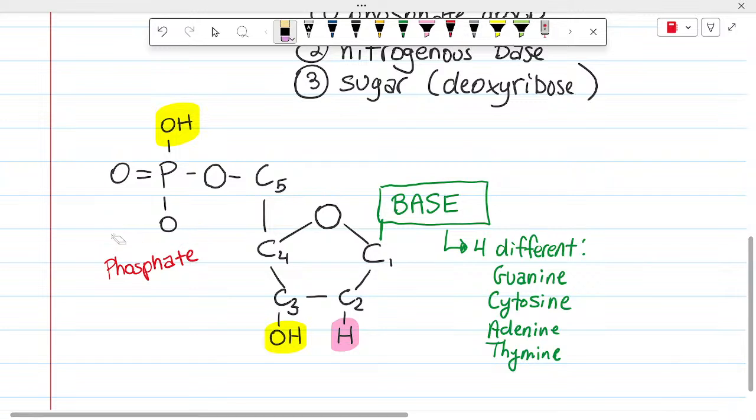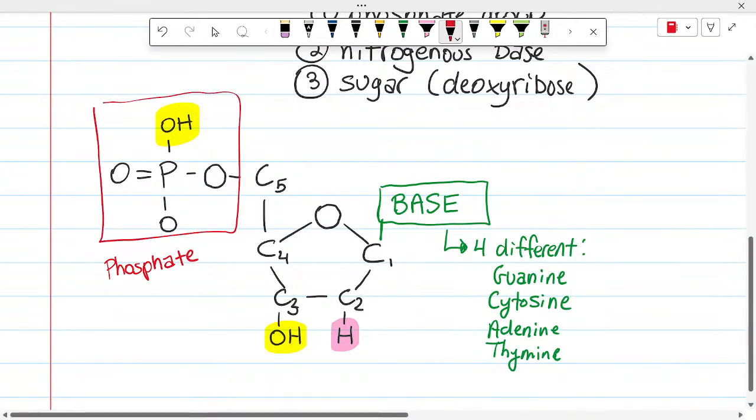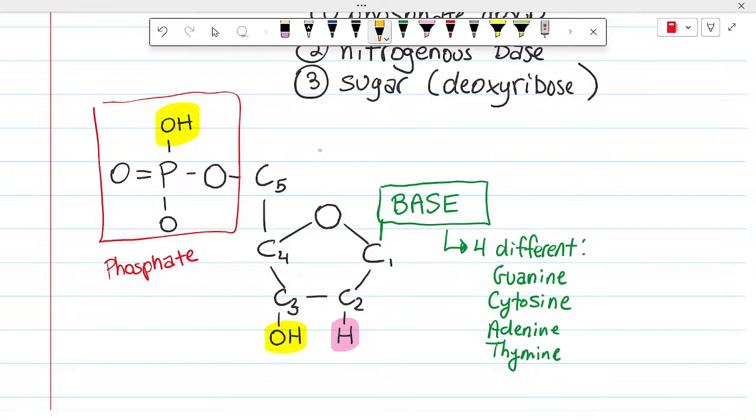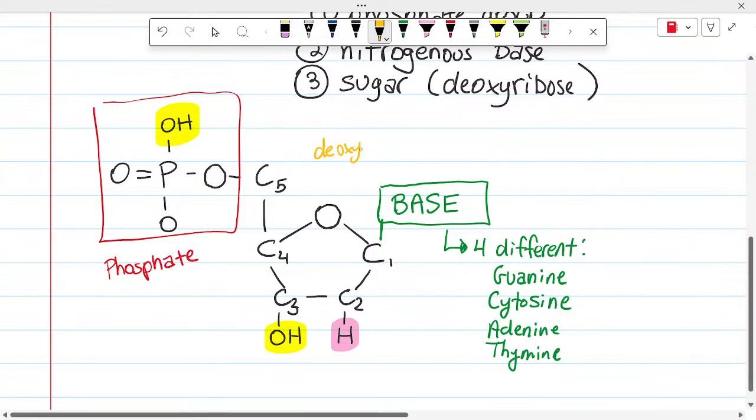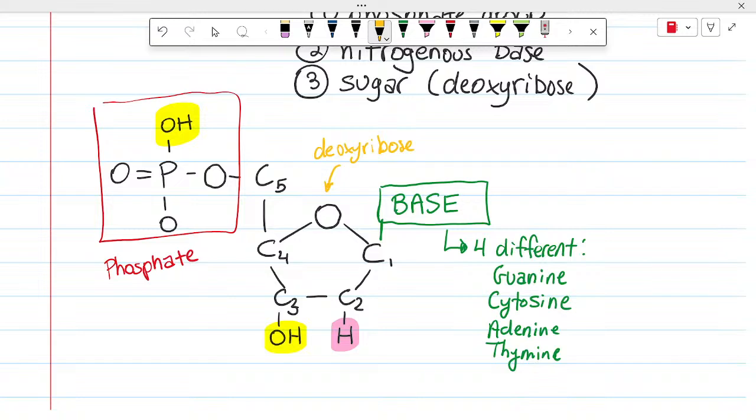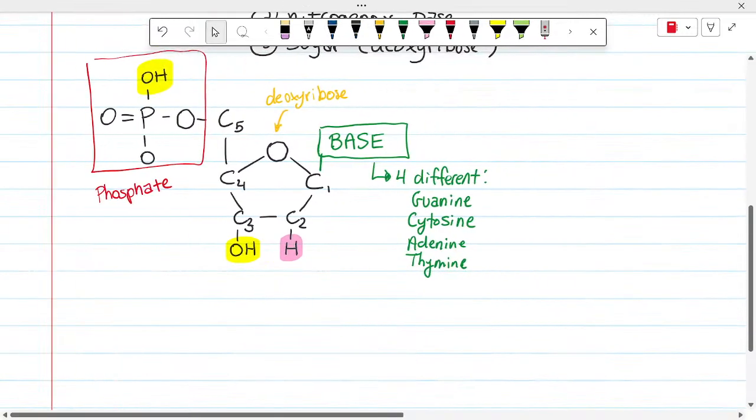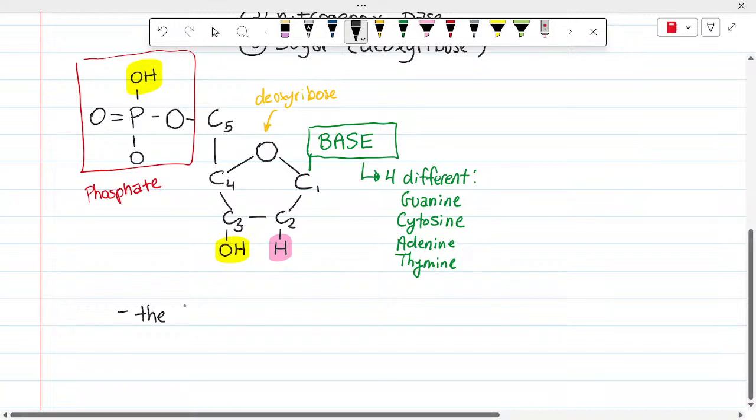Are there any other OH groups coming off of carbon 4 and 3? I don't love that, but that's okay. We're gonna stick with it. So we'll make a note. We'll say that the lack of an OH on carbon 2 makes this deoxyribose. See, not CO2, just carbon 2.